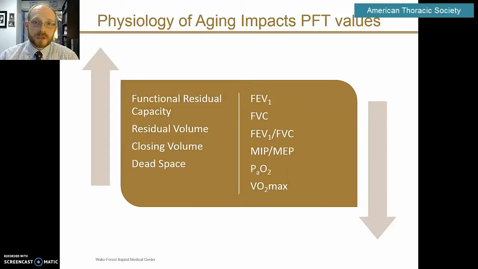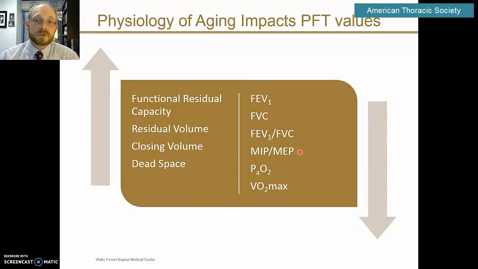Particular volumes that we'll talk about include increases in the functional residual capacity and the residual volume. These happen partly through an increase in the closing volume of the airways. There is also an increase in dead space ventilation as aging occurs. Specifically measured values that are also affected include the FEV1 and the FVC, which both decline with aging, as well as the FEV1 over FVC ratio.